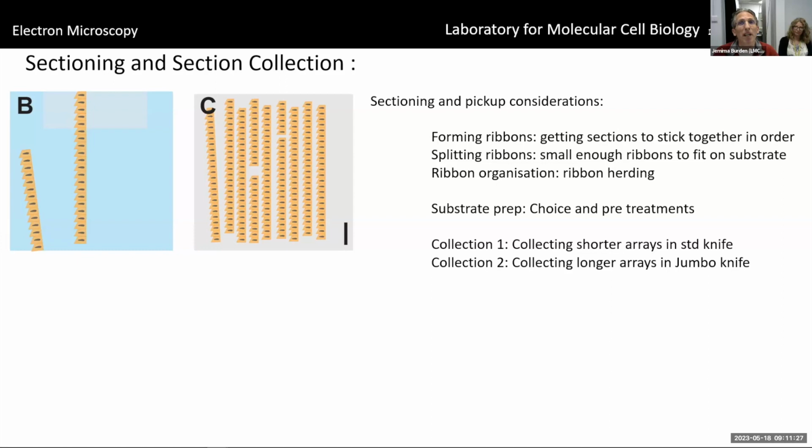And then we're going to show you 2 methods of section collection. One for shorter arrays, whereby we use a standard knife, and the second one for longer arrays, the 500, 600s, where we use a slightly modified jumbo knife.